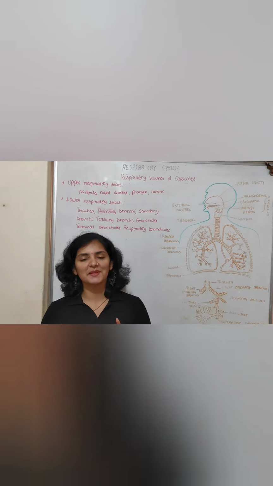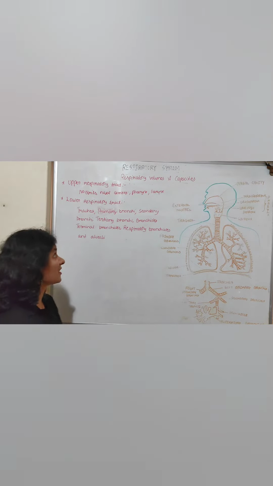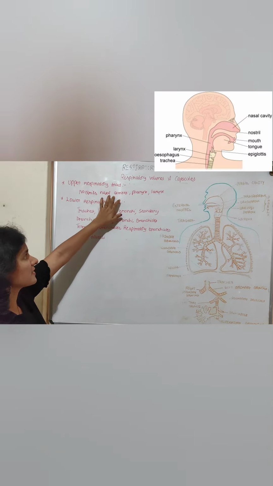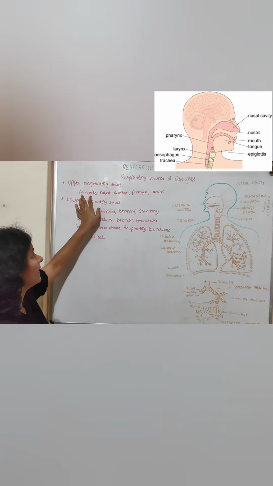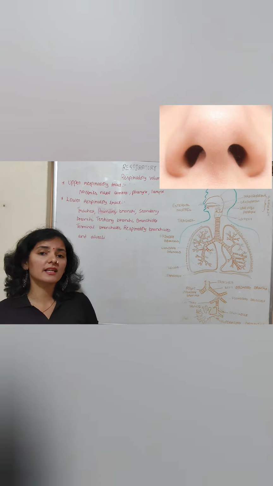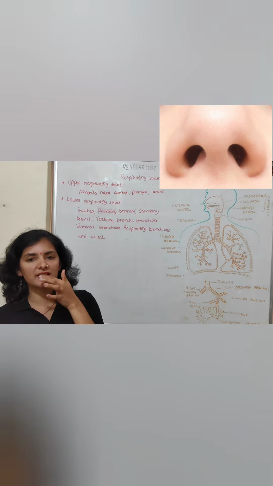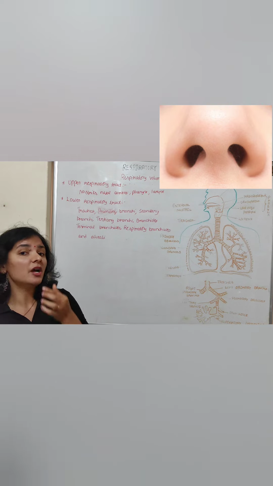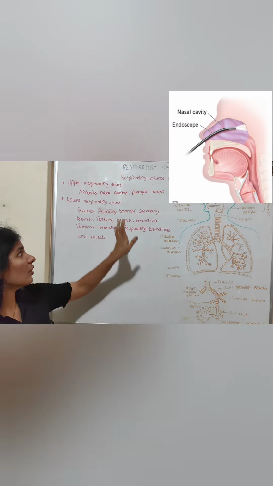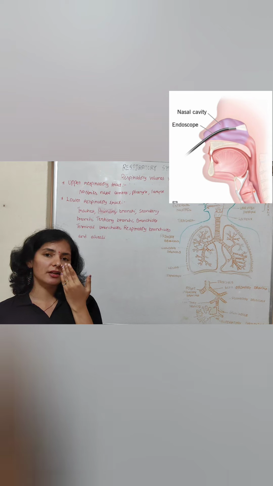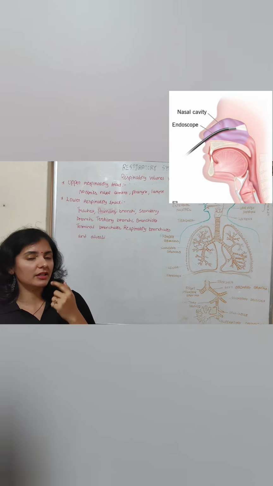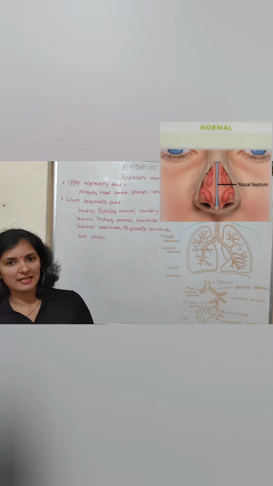Let's talk about the upper respiratory tract, which is a part of the respiratory system, which includes nostrils, nasal cavity, pharynx, and larynx. Nostrils or the external nares are the opening of the nose, present above the upper lip. Nostrils lead to the nasal cavity or the nasal chamber. So we have the left nasal cavity and right nasal cavity, which are divided by the middle nasal septum.